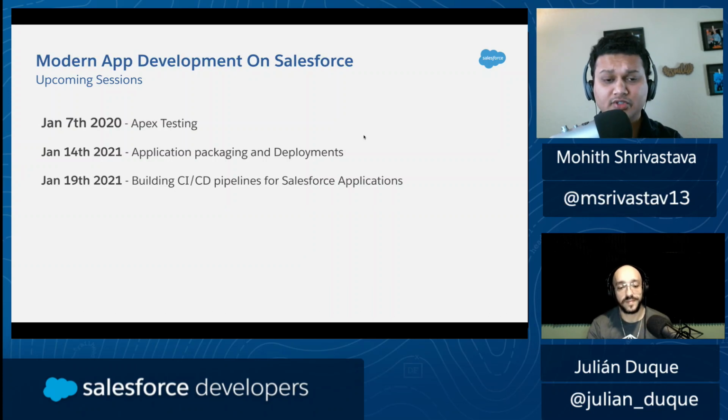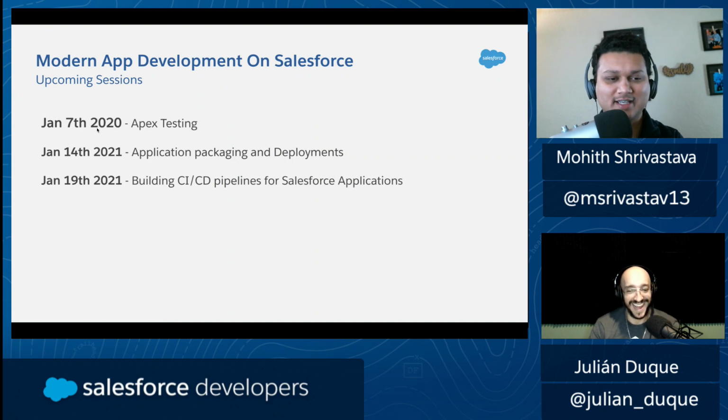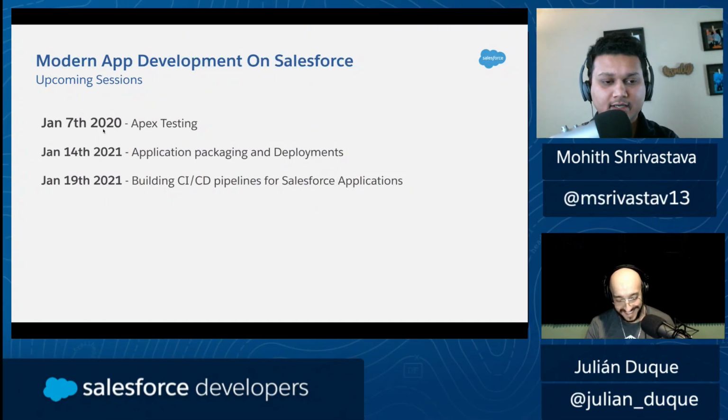So we have some upcoming sessions this month as well. We have 3 sessions lined up. I still get in the habit of writing 2020 there on the slides. Sorry about that. I'll be changing that to 2021. But yeah, we have 3 sessions lined up. After this session, we'll do 1 session on Apex testing and a couple more on application packaging and deployments, and then the final one on building CI/CD pipelines for Salesforce and Heroku applications.